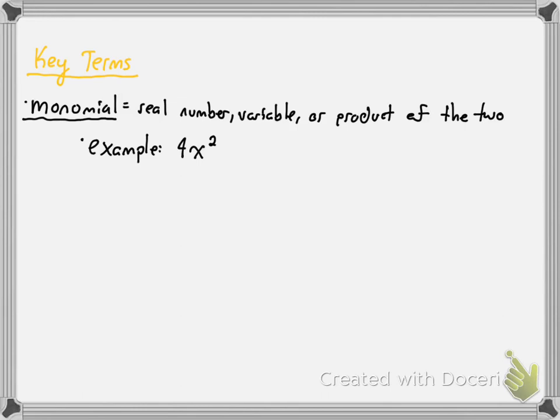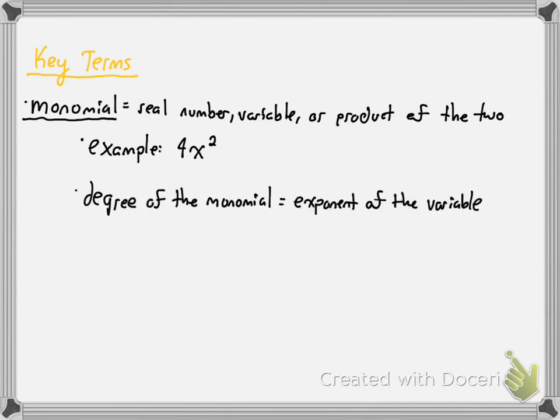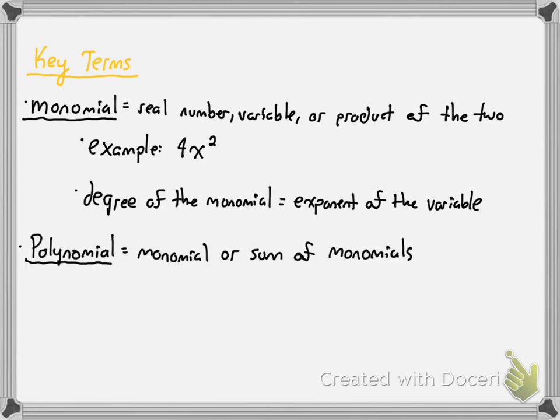Another thing that we usually say for monomial is just a term, so a term of an equation or an expression. The degree of a monomial is the exponent of that variable. So in that example, 4x squared, the degree of that monomial would be 2 because that variable is taken to the second power. And then from there, a polynomial is a monomial or sum of monomials.